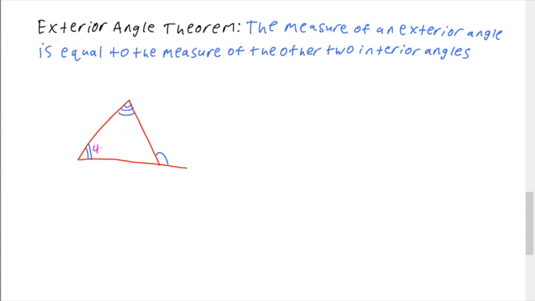So if this angle was 42, and say this angle was 61, then we could add up these two angles, which would be 103, and we'd automatically know that this would be the measure of that. We could also find it by finding out the measure of this angle and then subtracting it from 180, but this is a quicker way to do it. So if we add up the two interior angles that are not touching it, we will get the exterior angle.